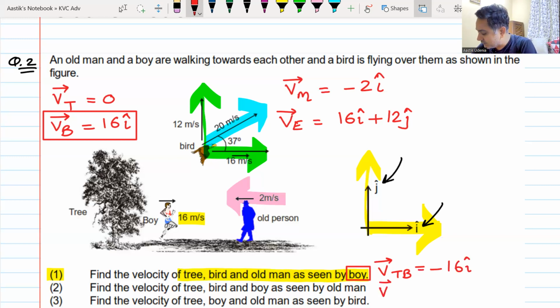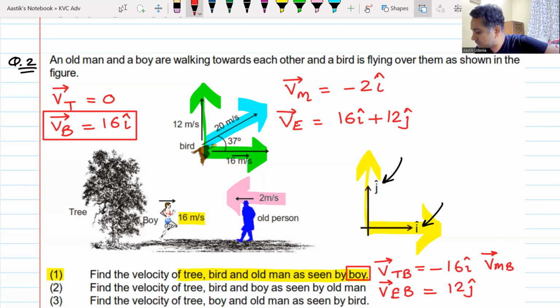Then I write the second thing, velocity of bird, so that is E with respect to B. +12 J cap. So it will be velocity of E, 16I plus 12J minus 16I. So it will be simply 12J hat. Yes or no? Yes, sir. The last thing that is remaining is velocity of man with respect to boy. So that will be velocity of man minus velocity of boy.